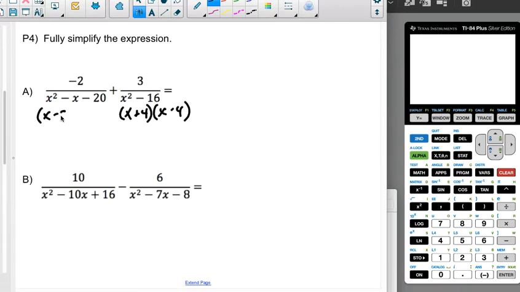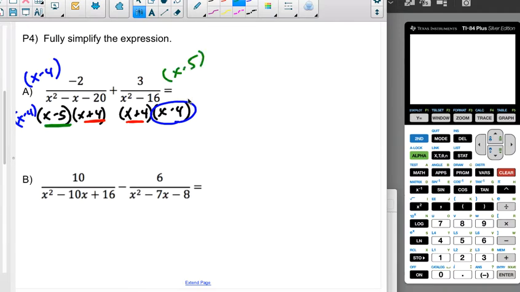Sure enough, I get an x minus 5 and an x plus 4. So both of them have the x plus 4 already. My job is just to multiply by what's missing. So the first fraction is missing an x minus 4 over an x minus 4. The second fraction is missing this x minus 5 over x minus 5, right?